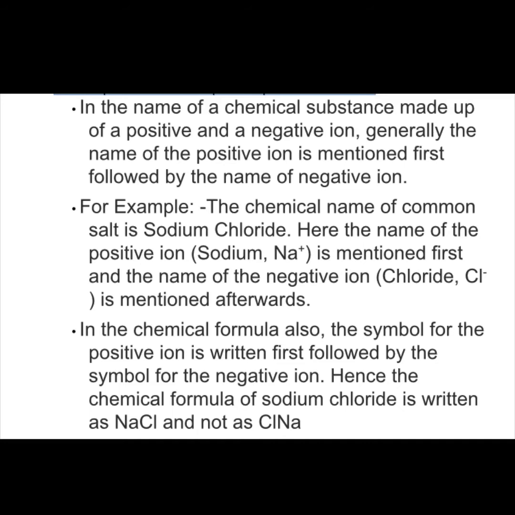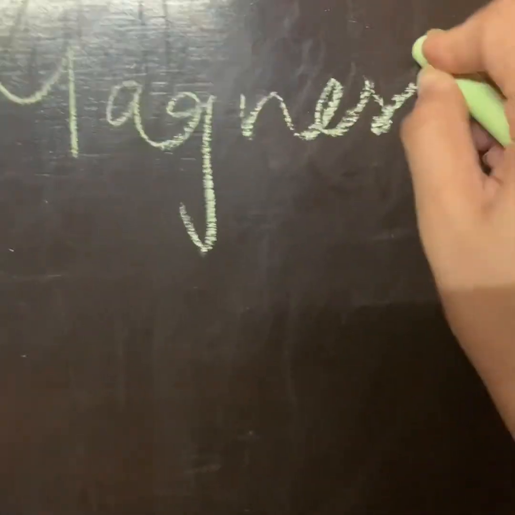In the chemical formula also, the symbol for the positive ion is written first, followed by the symbol for the negative ion. Hence, the chemical formula of sodium chloride is written as NaCl and not as ClNa. Now let's summarize the procedure for writing the chemical formula of a substance. Let's take an example of magnesium chloride.